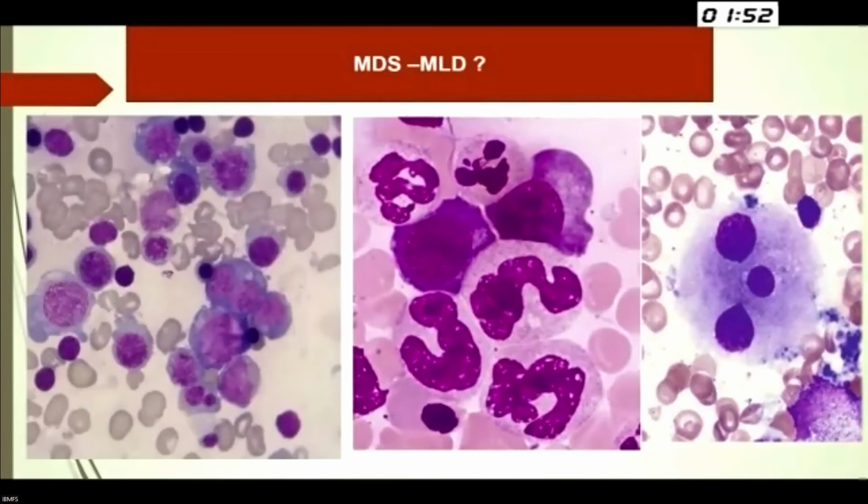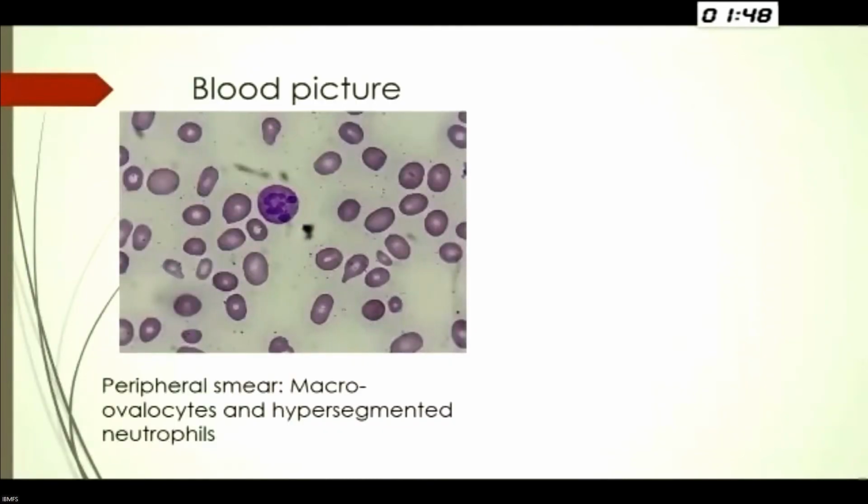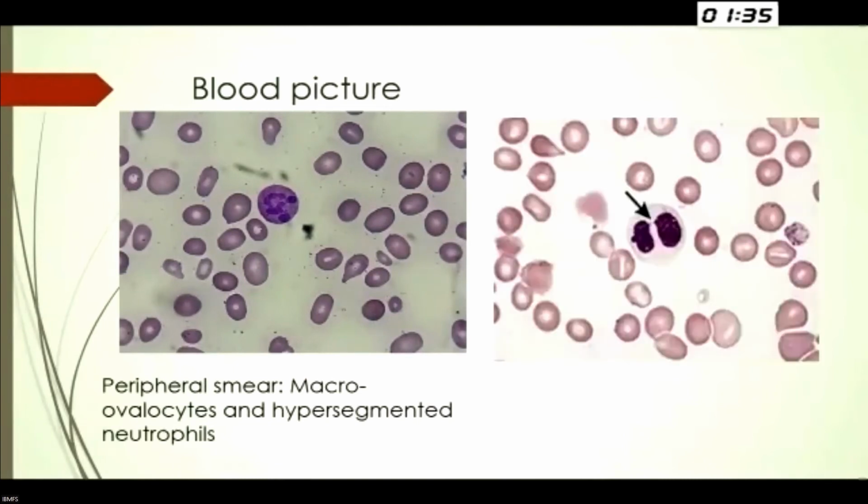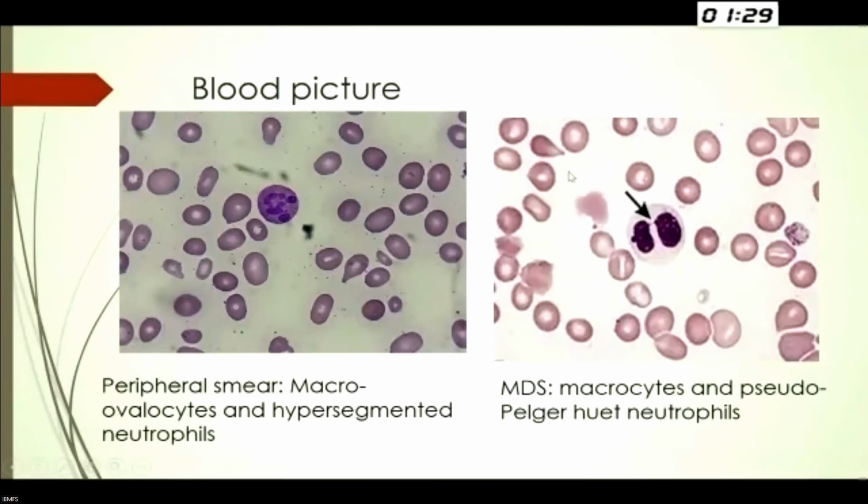Now, going back to the peripheral blood film of this patient, what was observed was a classical blood picture of macro-ovalocytes with hypersegmented neutrophils. So this is what is commonly observed in megaloblastic anemia as against MDS, where you would usually see macrocytes and not macro-ovalocytes. And classically, you would see pseudo-Pelger-Huët neutrophils, which are small, hypolobated and hypogranular neutrophils.